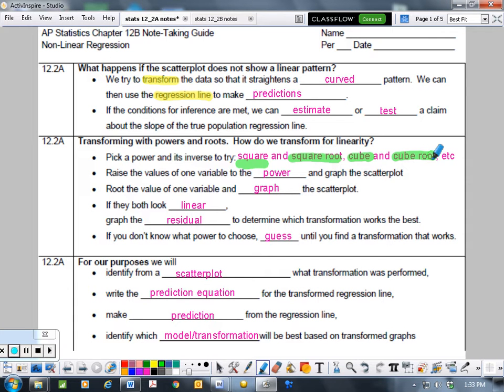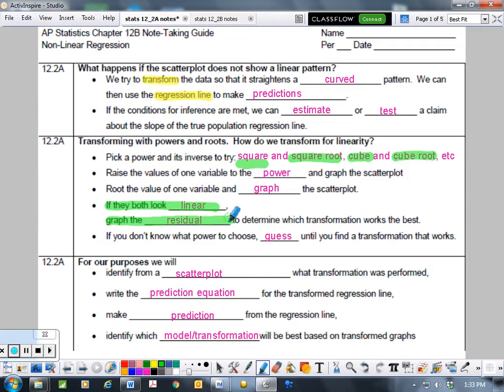And then if that doesn't work, we can always do the roots. We just go through and do trial and error. And then once they both look linear, you're going to graph the residual plot to determine which transformation is truly the best. And if you don't know what power to choose, you just keep guessing, you keep trying it out.